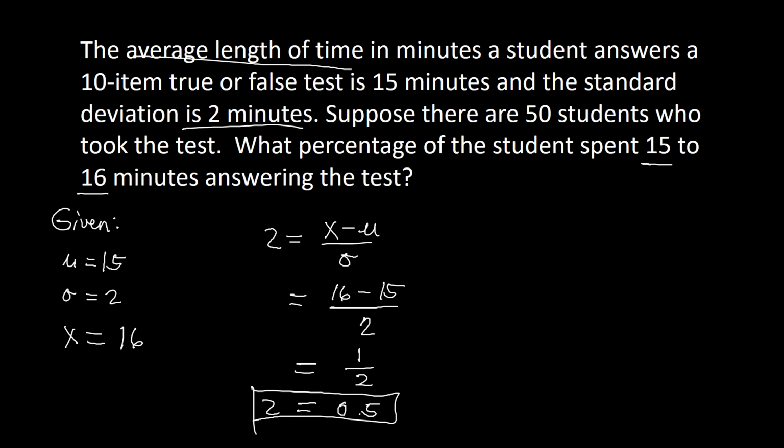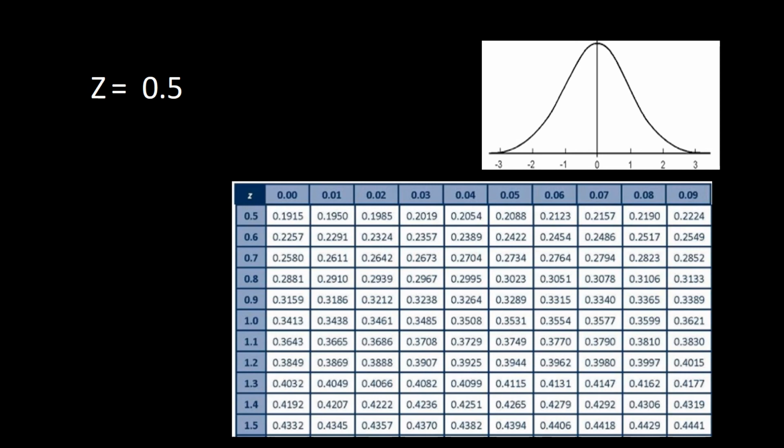Let's now find its probability or the area. When we talk about percentage, this is actually the area in terms of a percent, or a probability in terms of a percent. So let's now look for the area. We have here z equal to 0.5 as our z value a while ago. Now take note, this is attached to your center or the mean, because we are finding a percentage between 15 to 16 minutes. Since our 15 is our mean, the area there is connected to our center, the middle, or our mean.